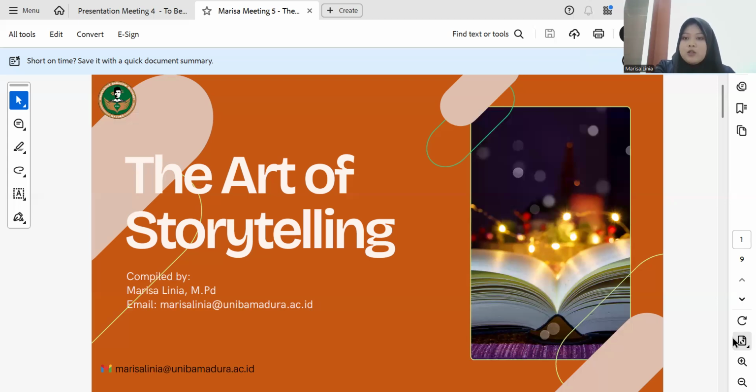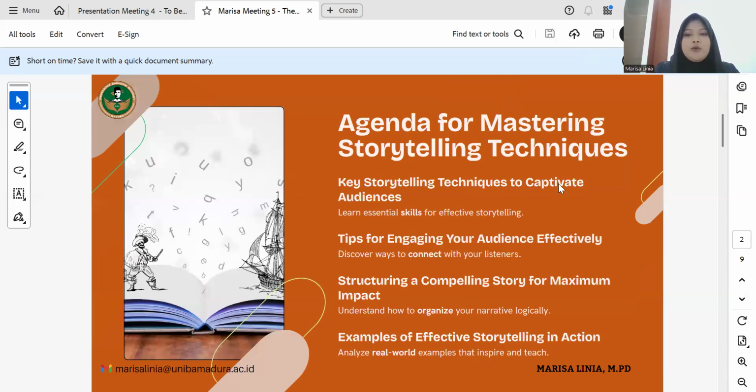Okay, so now let's move on to the next. The agenda for mastering storytelling techniques: I have four here. The first is about the key storytelling techniques to captivate the audience. The second one is tips for engaging your audience effectively. The third one is about structuring a compelling story for maximum impact. And the last one is examples of effective storytelling in action. We're going to talk deeply about storytelling, everyone. Next slide.